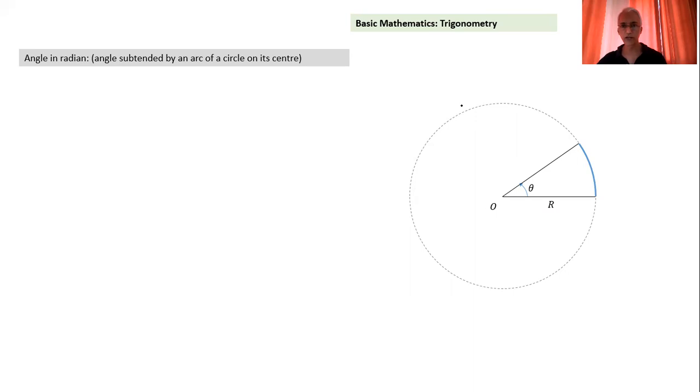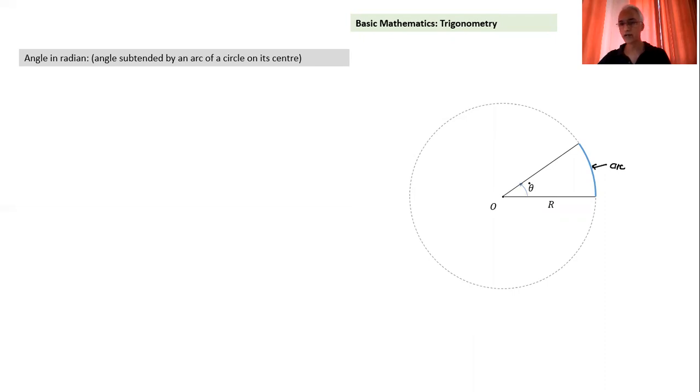So let's say this is a circle here. You can see the circle in the dotted line. O is the center of the circle, R is the radius. And what we see in the blue color is an arc of a circle. This arc of a circle makes an angle at the center. So how do you get this angle? Two ends of the arc, this end is connected to the center, and the other end of the arc is also connected to the center. Now we have two intersecting lines and an angle formed here.